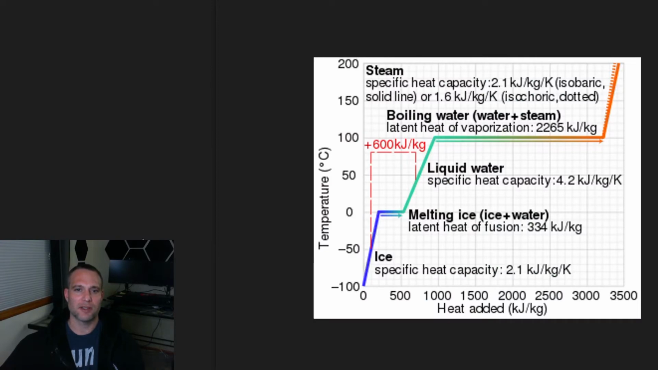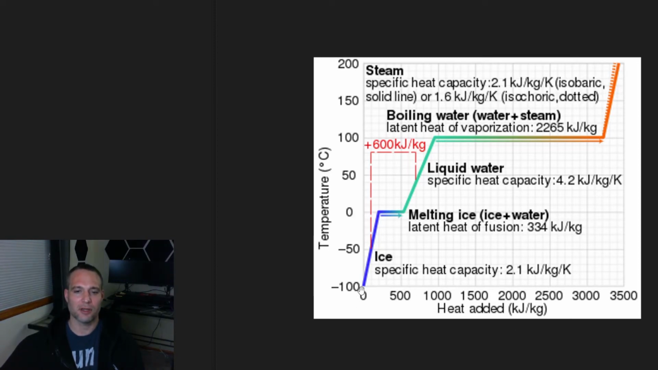So to illustrate this concept in graphical form, I have this picture from Wikipedia, this graph. So what do we have? On the y-axis, we have the temperature of the water. And we have degrees Celsius, so we're in metric units now, doesn't matter. And on the x-axis here, we have heat added.